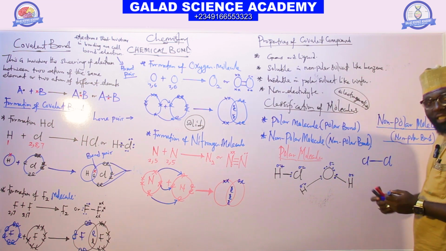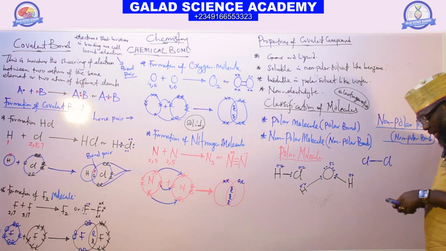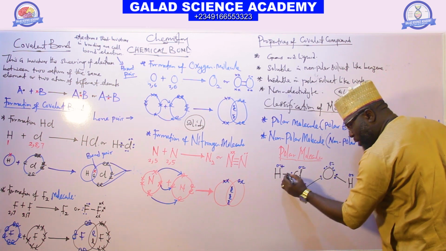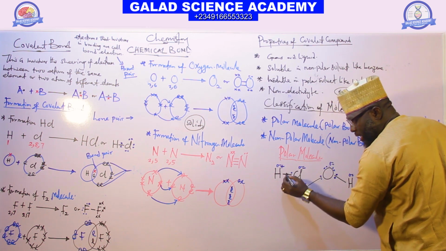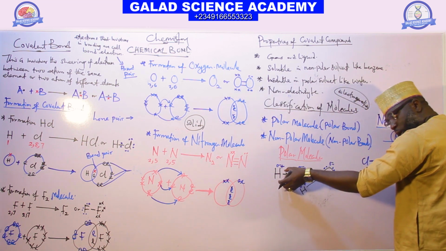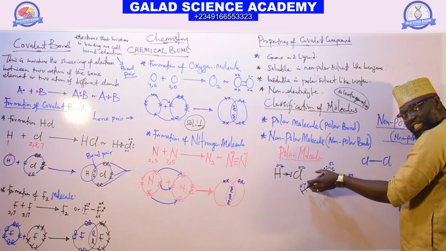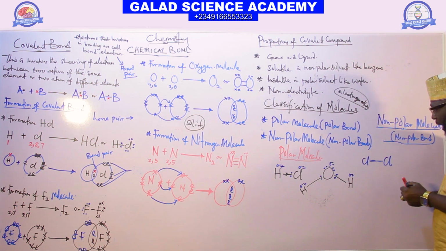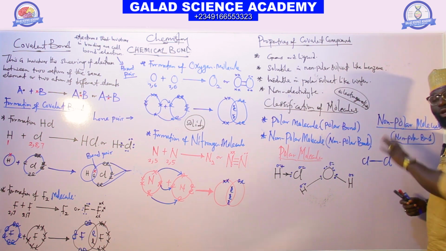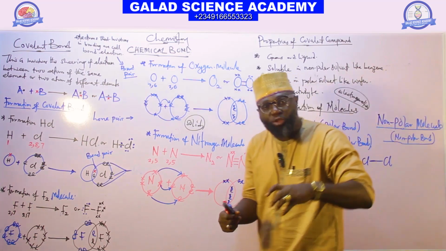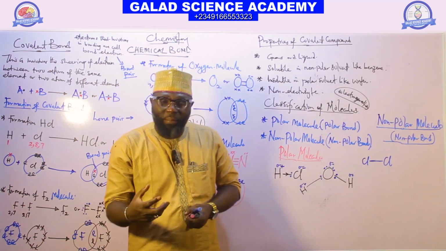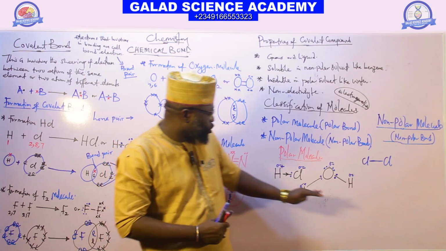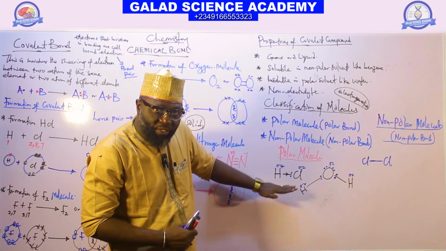I forgot something here. I'm supposed to put one arrow here. This arrow tells that the bond electron shifts to the chlorine. So we have the chlorine molecule now. A non-polar molecule is a molecule that is comprised of two or more elements of the same electronegativity. This one, two elements of different electronegativity.